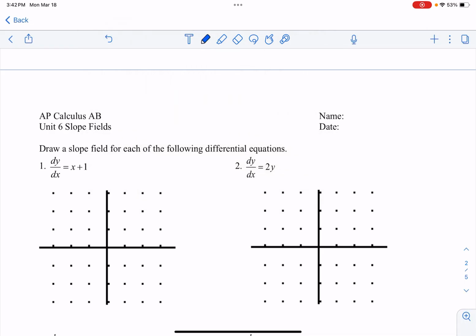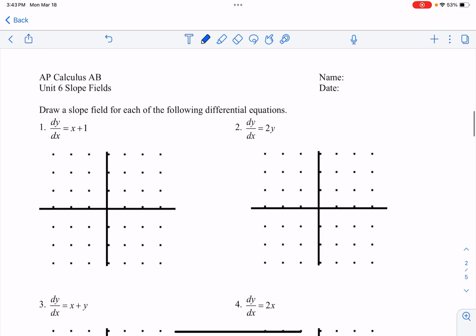So if we look at this first one, and this was the packet that I handed out to you after your test, either on Tuesday or Wednesday, it says draw a slope field for each of the following differential equations. Number 1, dy dx is x plus 1. So basically it's saying that the slope is dependent on the x value. The slope is dependent on the x value. So one way to do this, and you don't have to do this for every single one, but just to give you an idea of kind of what I'm doing here, I'm going to say xy and I'll say dy dx.